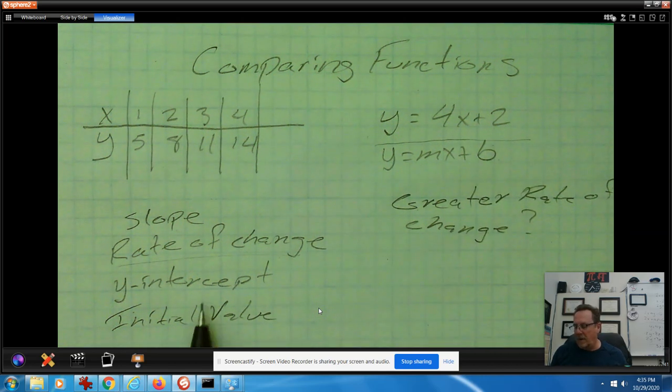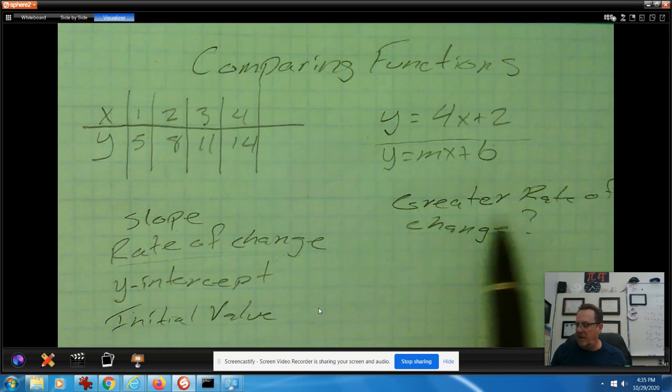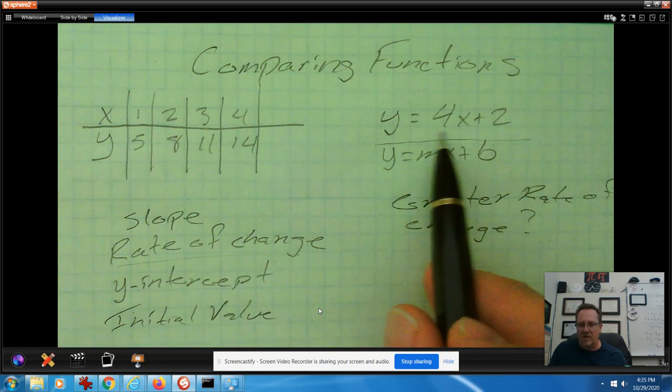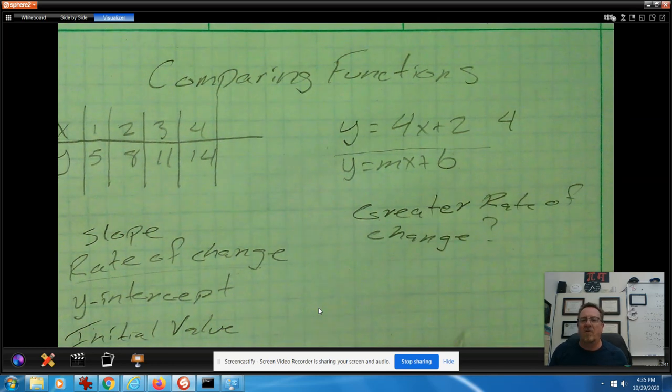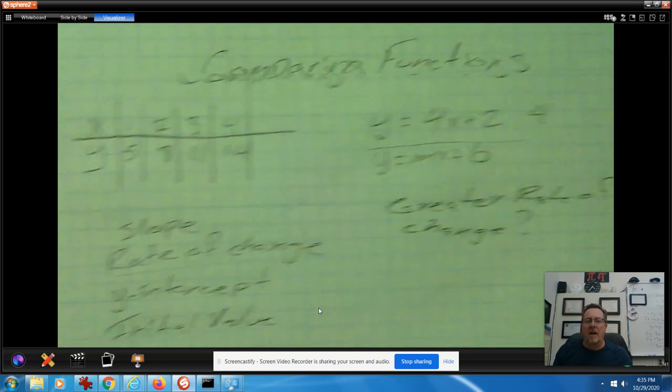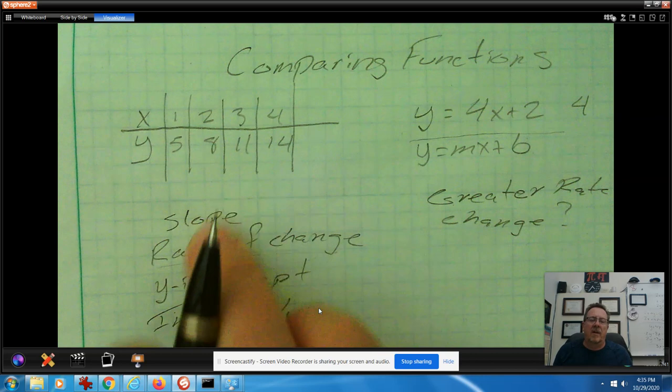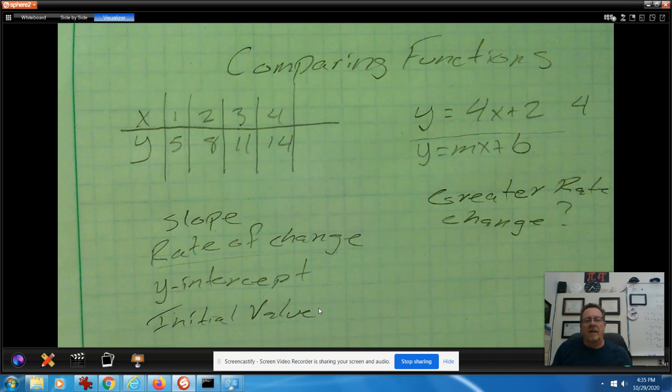Since we know that our slope is the rate of change, to find the greater rate of change for this one, we're going to look at what the slope is, and the slope is 4. So we know that this one has a rate of change that's 4. Okay? And the table, we can find a rate of change.